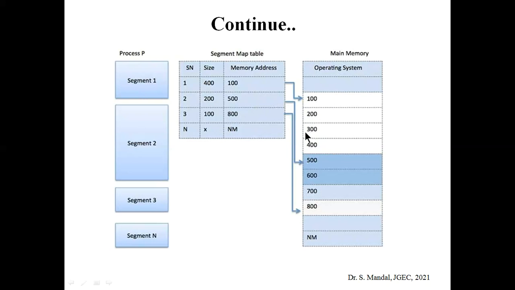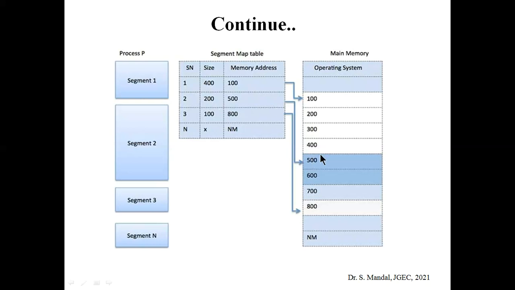Okay, and suppose segment 3: the size of segment 3 is only 100, whereas the starting memory location in the main memory is 800. So segment 3 will be loaded in this particular memory location, as the size of the respective frame is 100. So obviously segment 3 will be loaded in this frame only. And the second segment can be loaded from this point, 500 to 600, because the size of segment 2 is only 200.